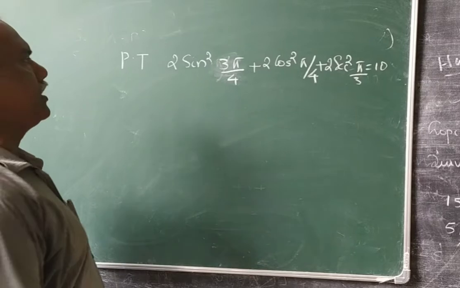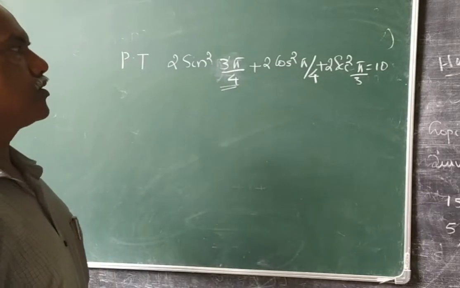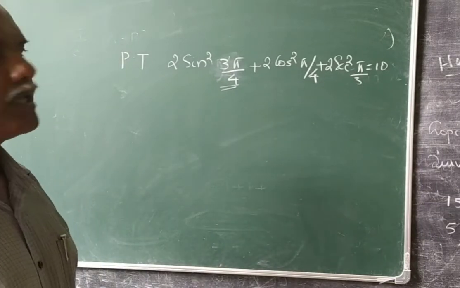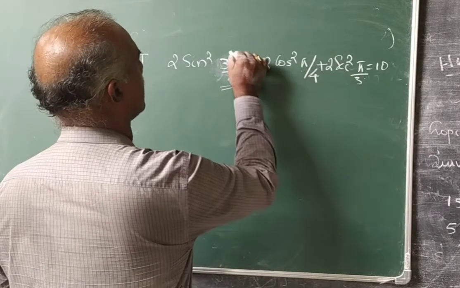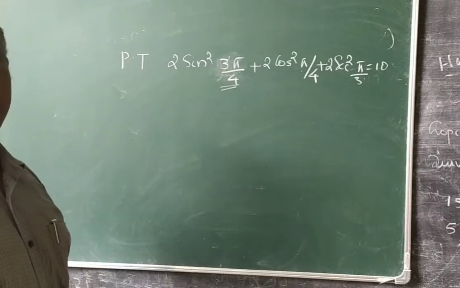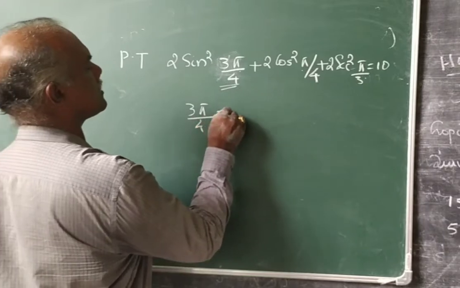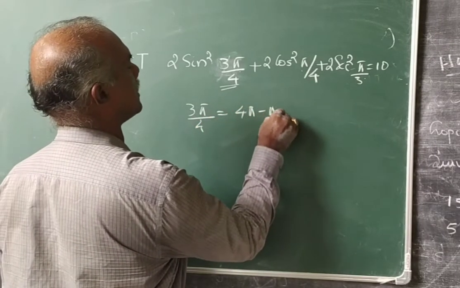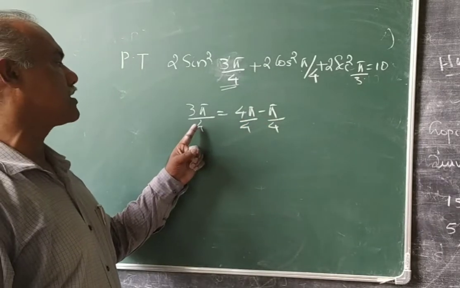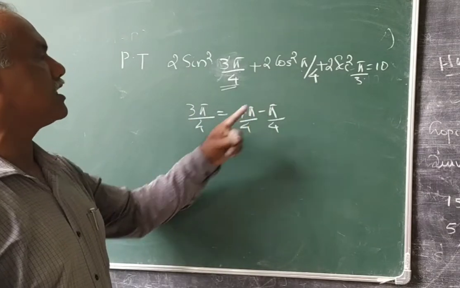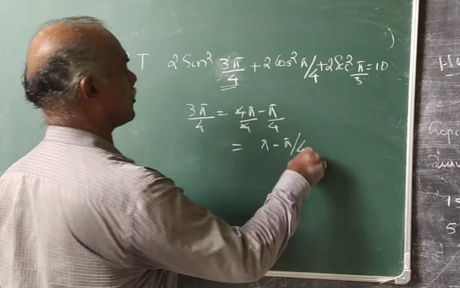Here we have a question: prove that 2 sine square 3 pi by 4 plus 2 cos square pi by 4 plus 2 sec square pi by 3 equals 10. Now out of the angles, 3 pi by 4 is not a standard angle. So what do we do? 3 pi by 4 is taken as 4 pi minus pi by 4. 3 is taken as the nearest multiple of 4 minus pi, and the 4s cancel, giving pi minus pi by 4.